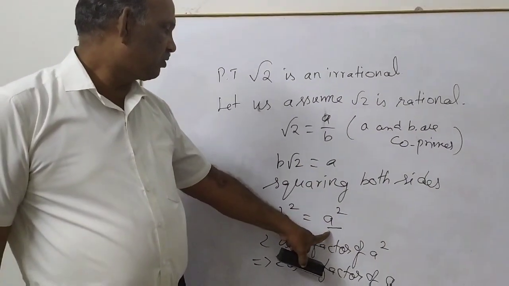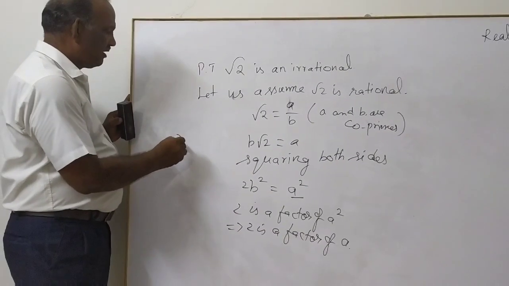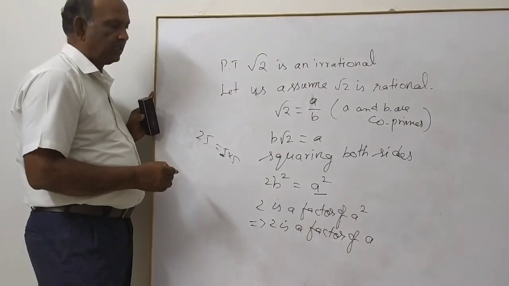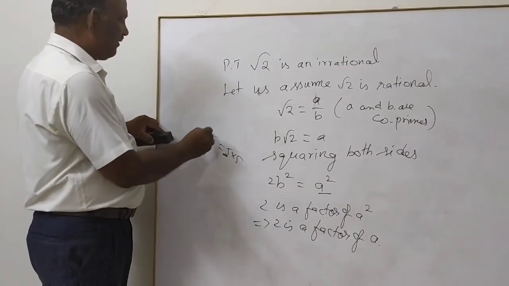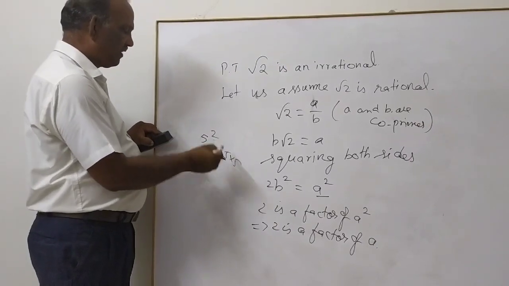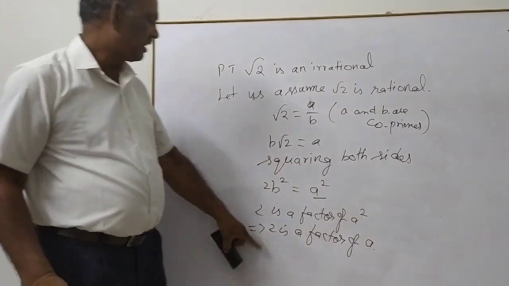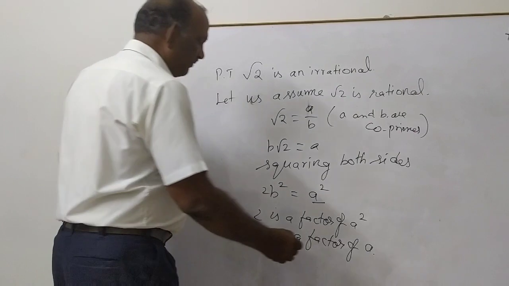Here, suppose a squared equals 2b squared. Take numbers: 25 equals 5 into 5, so 5 is a factor of 25. Otherwise, 5 squared, and 5 is a factor of 5 also. Like that, here 2 is a factor of a.